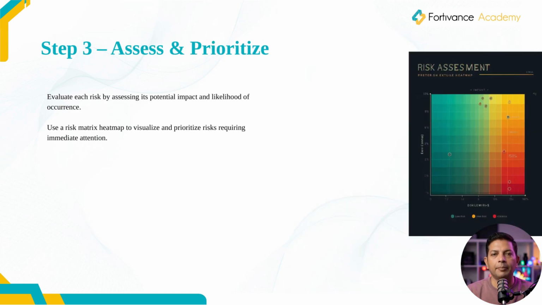Next, assess and prioritize risks. Use impact and likelihood to determine which risks require immediate attention. This helps you focus resources effectively rather than trying to address everything at once. Prioritization is key to making the risk register actionable.